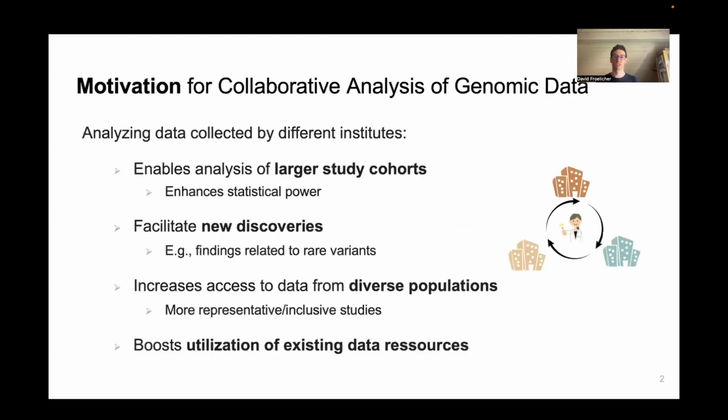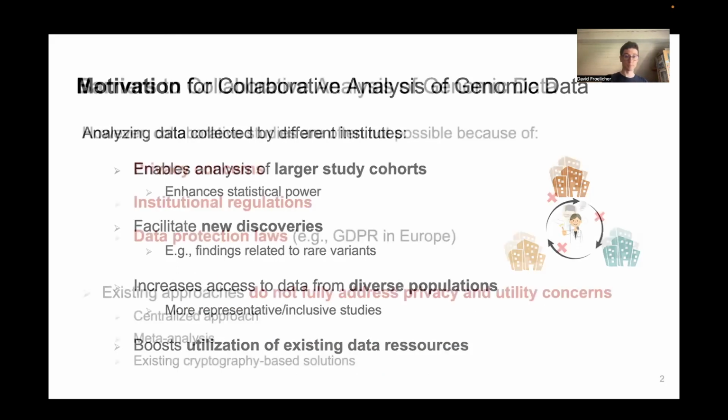There are many motivations for collaborative analysis of genomic data. They include enabling the analysis of larger study cohorts, which can enhance the statistical power of the result. It can also facilitate new discoveries, especially for findings related to rare variants that are difficult to find across the population. It can also increase access to data from diverse populations, making studies more inclusive, and would also boost the utilization of the genomic data that are already collected by many different institutes.